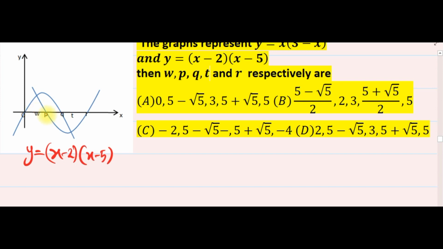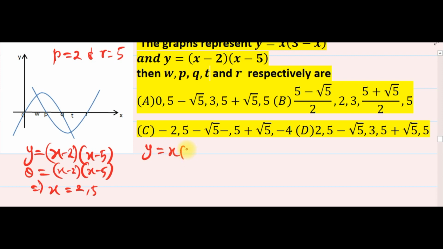So I'm getting P and R, which are the roots. So y is 0 at the x intercepts. So without wasting time, our x is 2 and 5. So P and R are 2 and 5, which implies that P is the smaller one, 2, and R is 5.